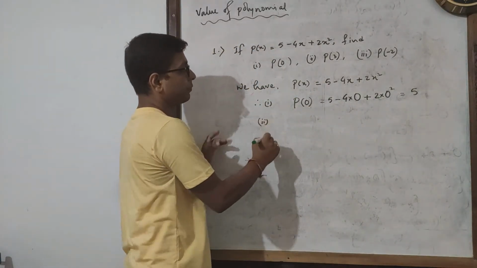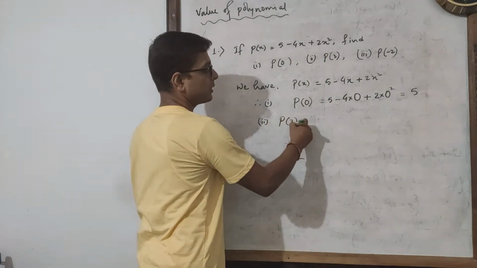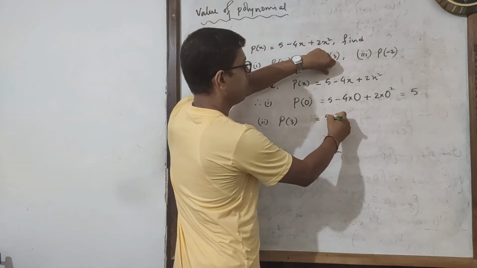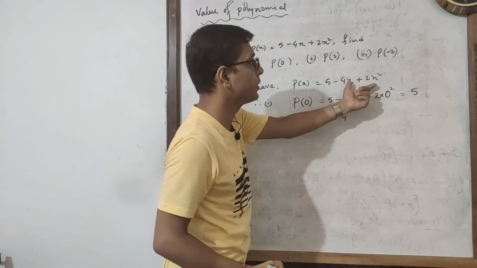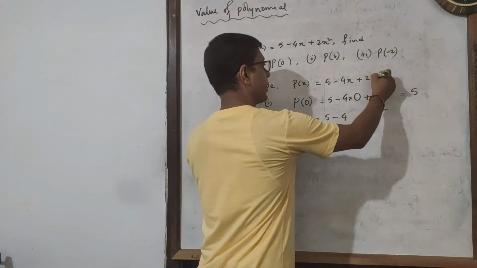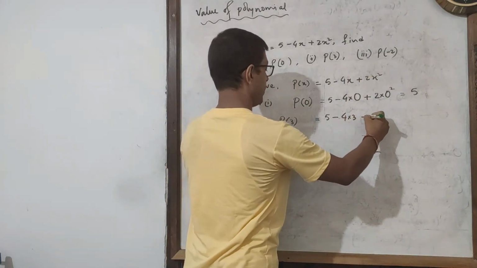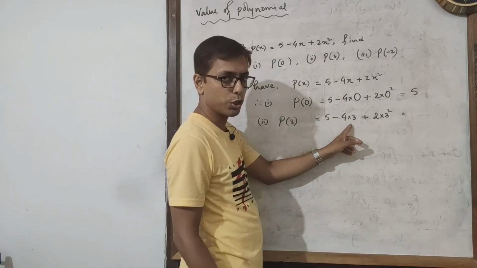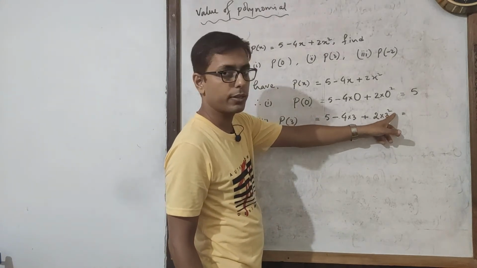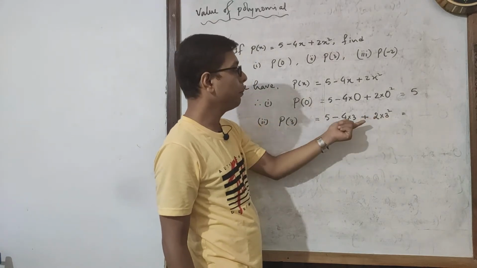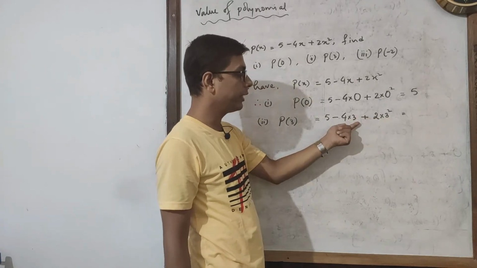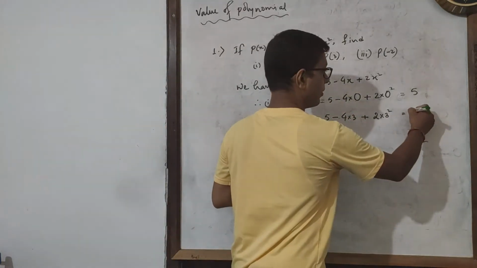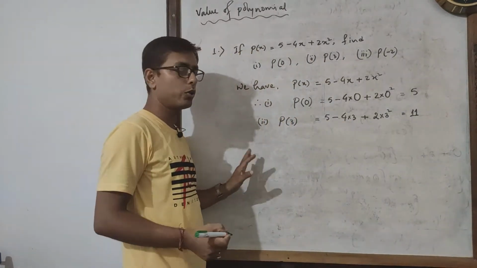Then second one, what is given? p(3). That means at x equals 3, we are asked to find the value of this polynomial. Then what was the polynomial we have? That is 5 minus 4 into x, wherever there is x. Now we will substitute x by 3: 5 minus 4 into 3 plus 2 into 3 squared. Do you get it? Now 4 into 3 is 12 and 3 squared is 9. 9 into 2 is 18. 18 minus 12: positive 18, negative 12 is positive 6. Positive 6 and 5 is 11. Got it? Understood how to solve?